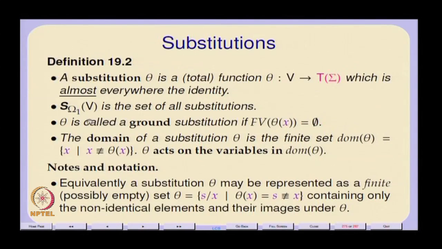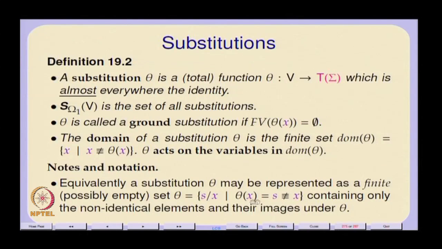So, for any signature omega 1, we will think of S omega 1 V as the set of all possible substitutions. We will say that this substitution theta is a ground substitution if the variables of theta applied to x are empty, for every x. For any substitution theta, since only a finite number of the variables are being replaced by terms, we can also express it as a set in this fashion. So, I am replacing x by the term s. So, this has to be read as S for x.